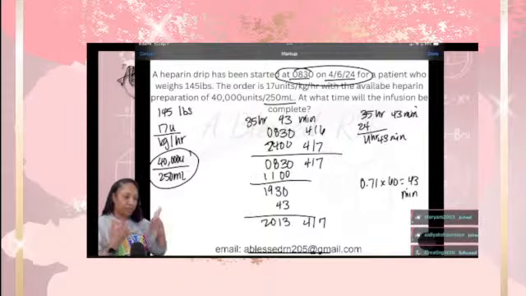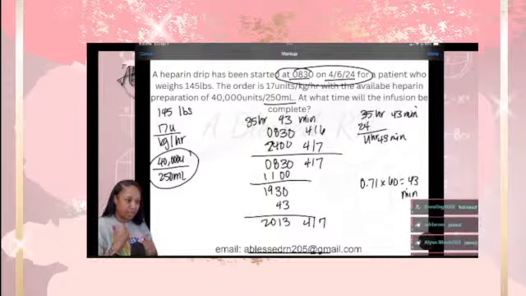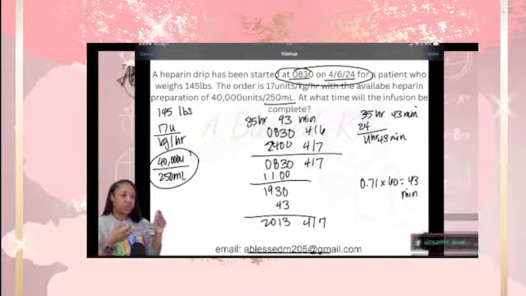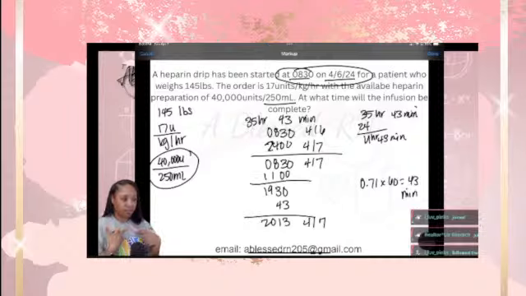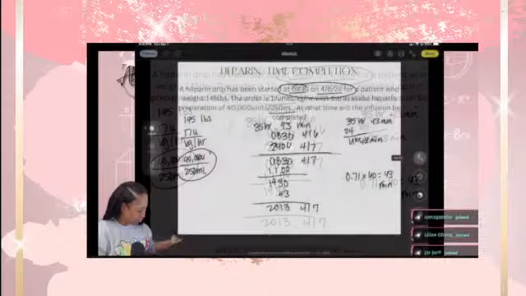So you find the rate. The rate will tell you how many milliliters per hour. Then you find how many hours it will take for the whole bag to infuse. And then you take your times and you add them together. We'll do some more of these on Wednesday. Okay?